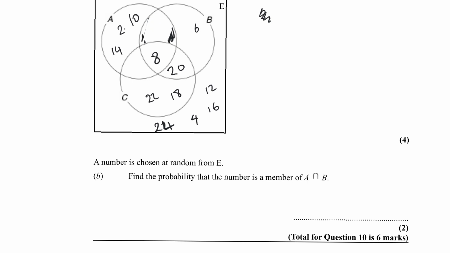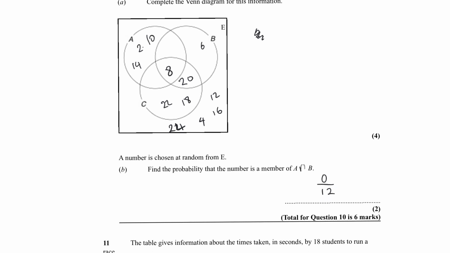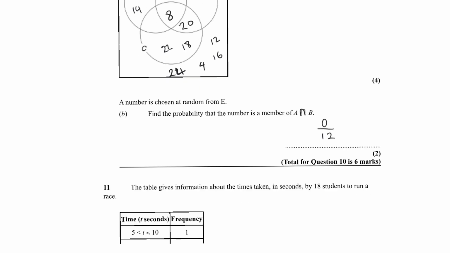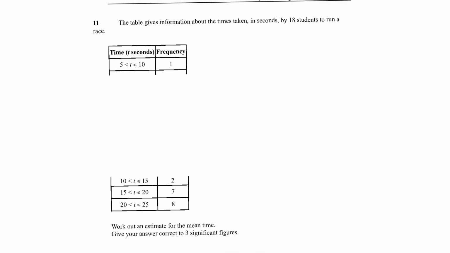And so realistically, let's be honest with ourselves, there is nothing in that part, so it's just going to be 0 out of 12, because we've got 12 numbers in total. So the probability would just be 0 because there's nothing that is just strictly A and B. You've got A, B, and C, but if you've got that sign where it's going down, it means just A and B only.